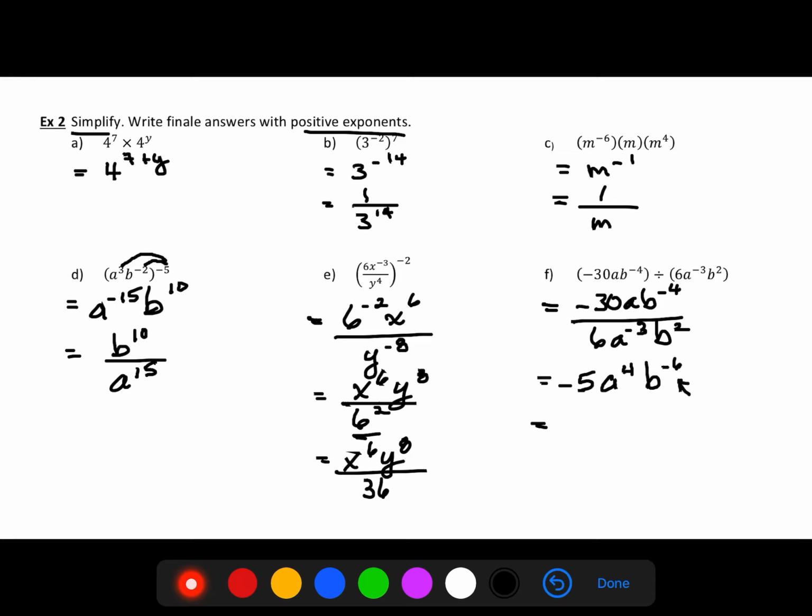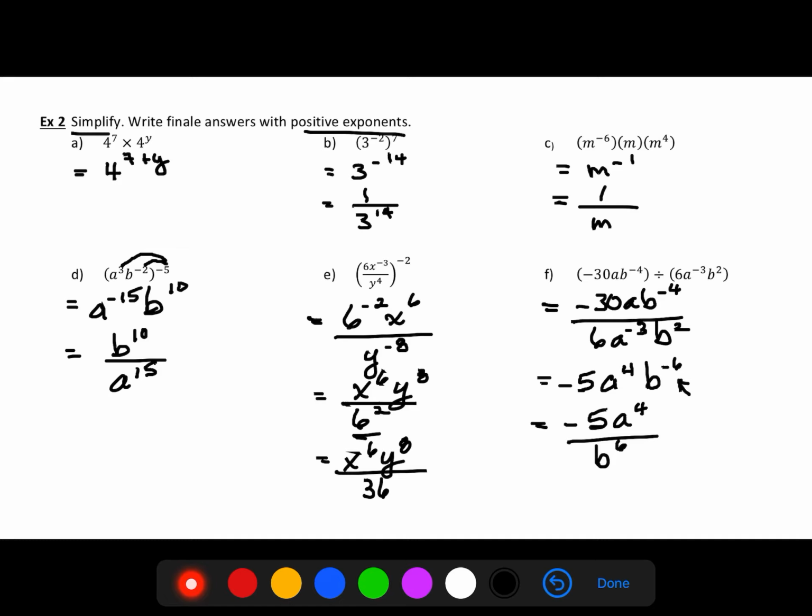Again, only the b part of our term is going to flip to the bottom. Negative numbers, like the negative 5 out front, do not move. We don't do anything with those. A negative number is a negative number. So we simplified to negative 5a to the power of 4 over b to the power of 6. And again, this is all one term, nothing separating the parts. This is one rational expression, meaning it's a fraction.